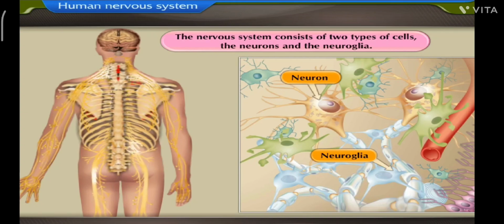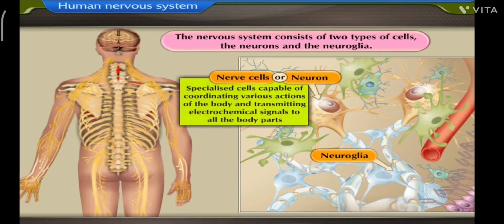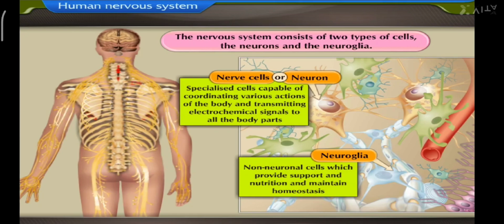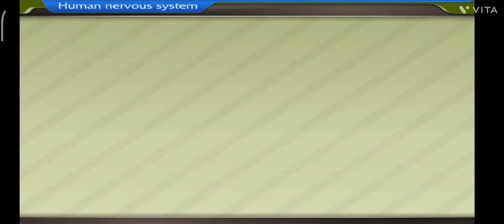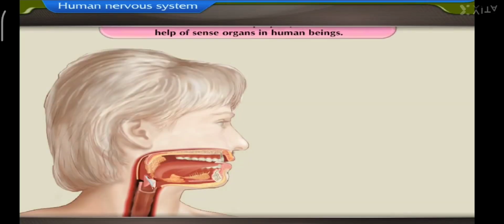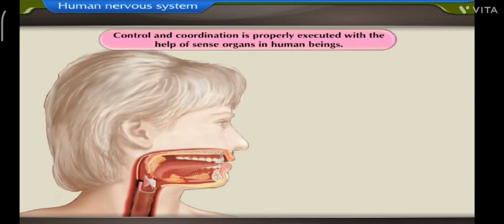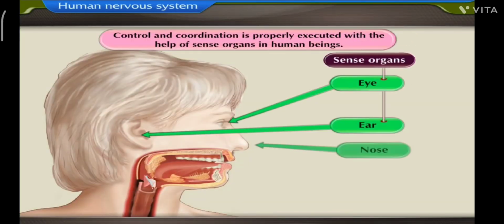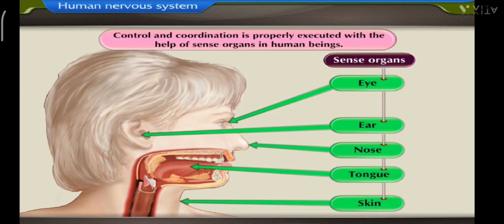The neurons or nerve cells are specialized cells capable of coordinating various actions of the body and transmitting electrochemical signals to all the body parts. The neuroglia are non-neuronal cells which provide support and nutrition and maintain homeostasis. In human beings, control and coordination is properly executed with the help of sense organs. Let us study about these sense organs.